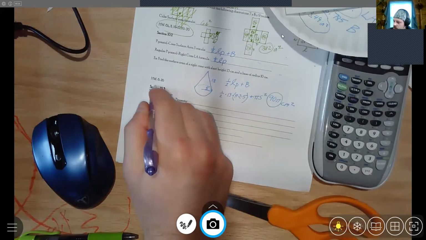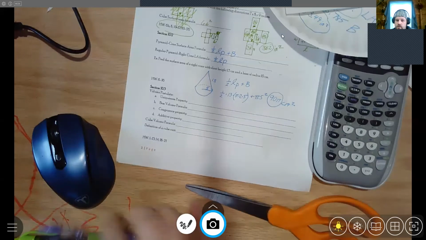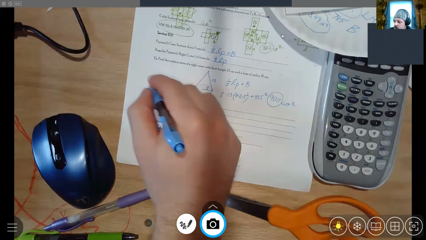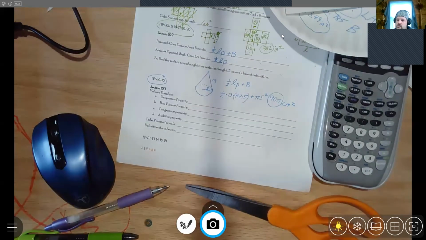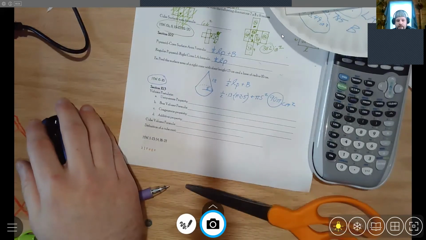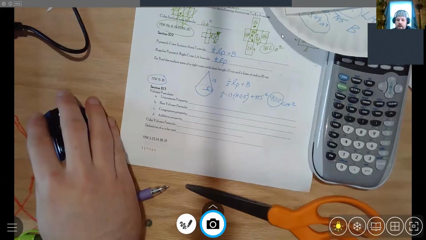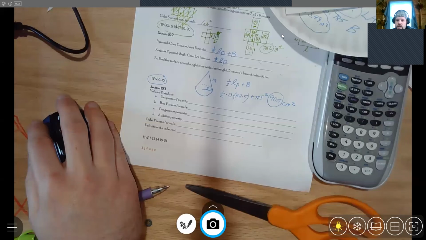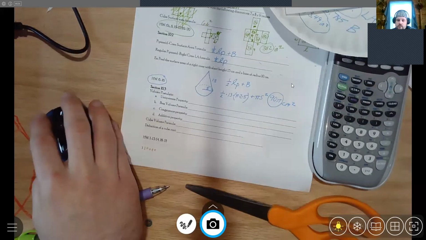Here's your homework with the pen that doesn't work. Here's your homework. So section 10.2, 6 through 16. And I'll make a spot on Moodle for you to turn that in. And you'll have till tomorrow to do that. Tomorrow being Wednesday.